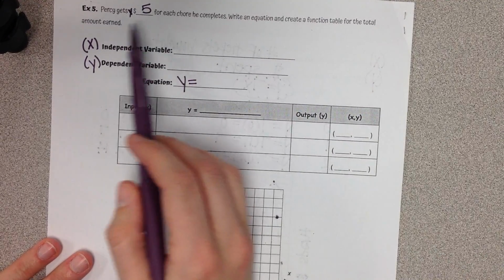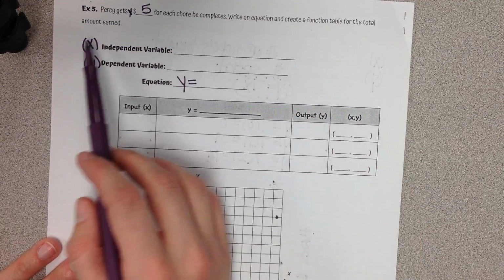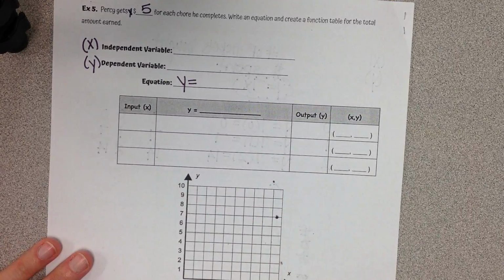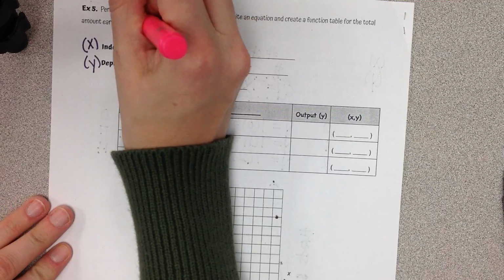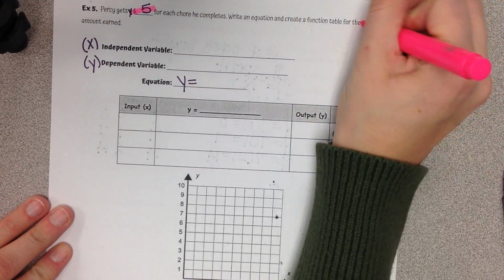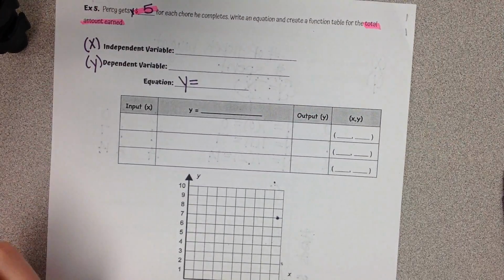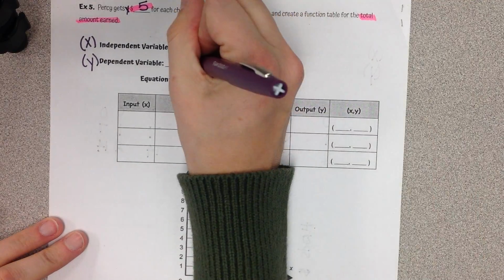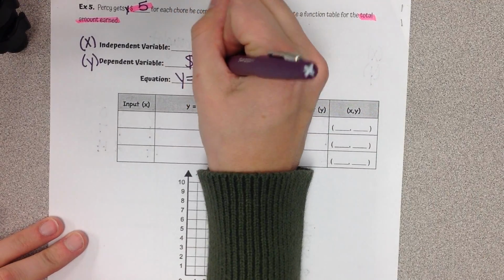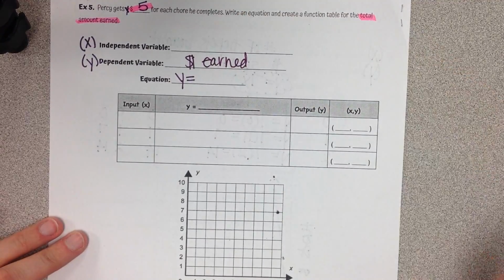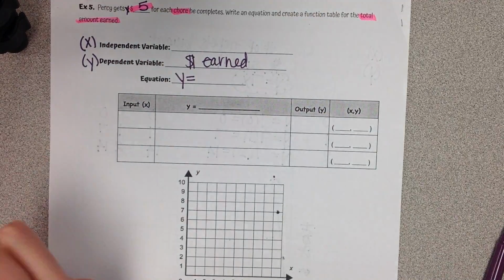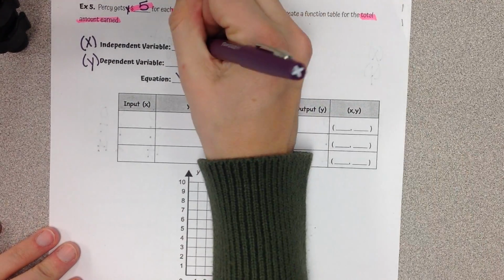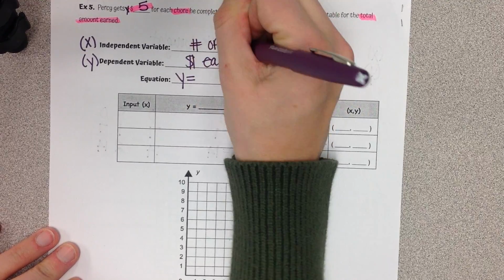First thing I look for, do we see time anywhere in this problem? Nope. So I'm going to go straight to money. Do we see money? Yes. I see $5 plus it says total amount earned. So our dependent variable is the money earned. Well, how is Percy earning money? For each chore. So our independent variable is the number of chores.